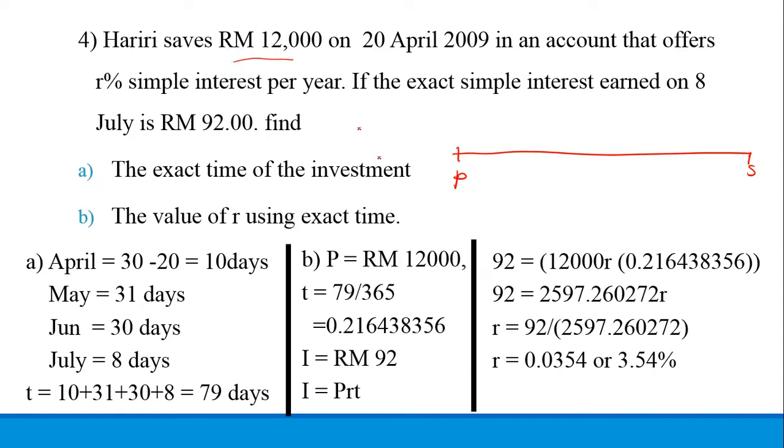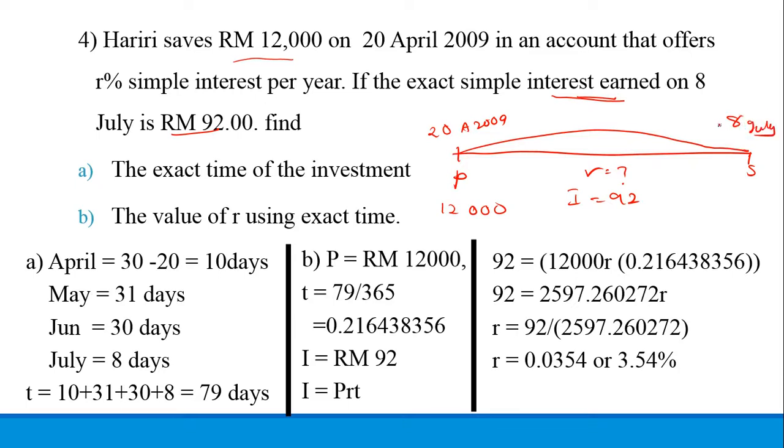Harry saved 12,000 on 20 April 2009. We don't know how much the rate R is, but we know that I, the interest earned, not the rate, is 92, on 8 July. Okay, what is the T? You must calculate the T starting from 20 April until 8 July.